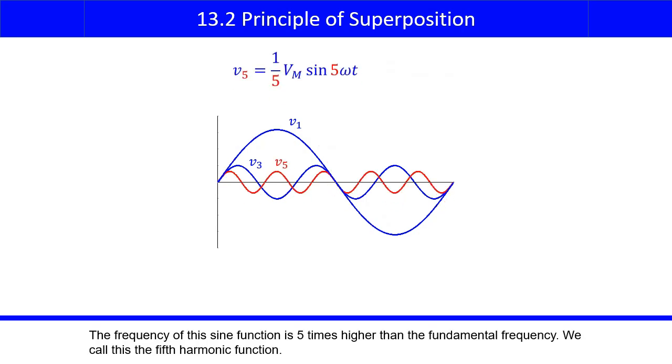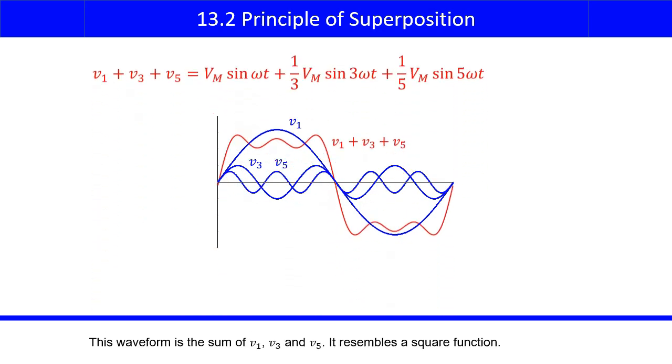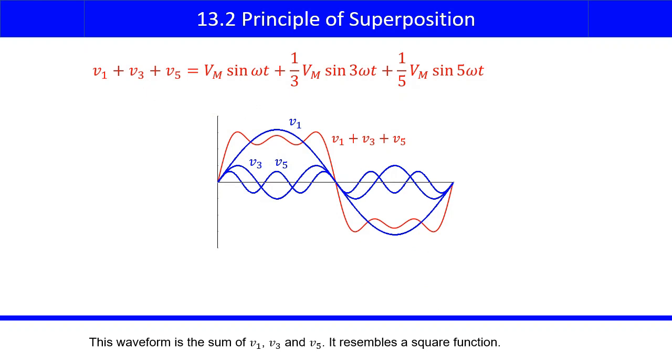The frequency of this sine function is 5 times higher than the fundamental frequency. We call this the fifth harmonic function. This waveform is the sum of V1, V3, and V5. It resembles a square function.